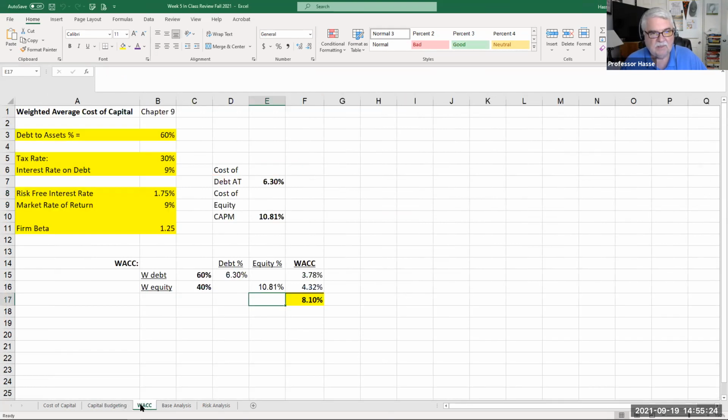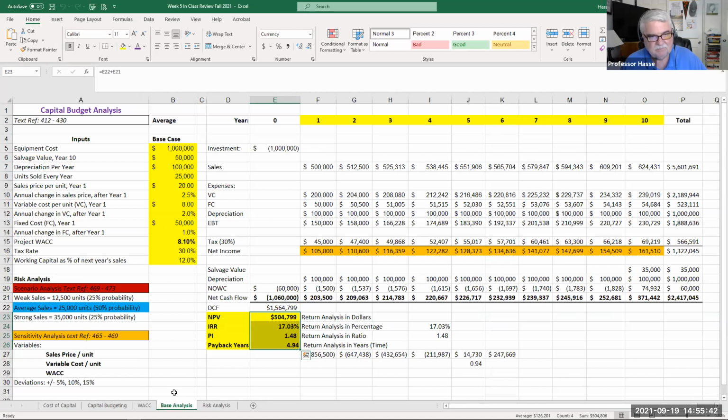Then we learned how to calculate the weighted average cost of capital by determining the capital structure and weighting that capital structure by the after-tax cost of debt and the cost of equity, which was determined by the capital asset pricing model. We then took this as our discount rate in a capital budgeting analysis case, where a $1 million investment is going to produce a return over a depreciable life of 10 years. And we determined the return analysis in dollars, percentage, ratio, and time.